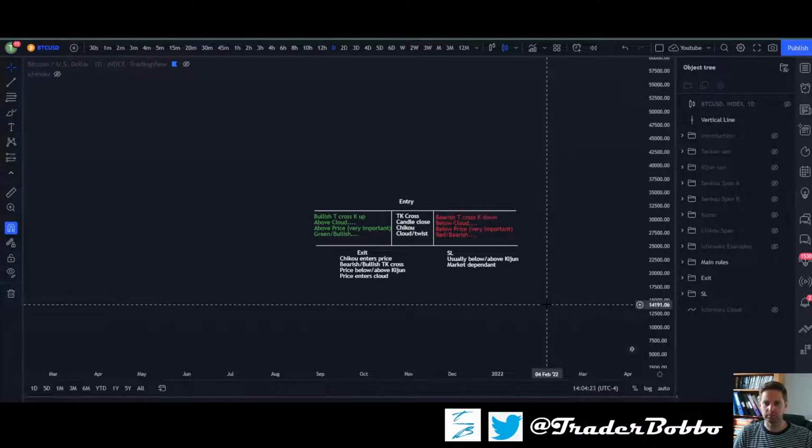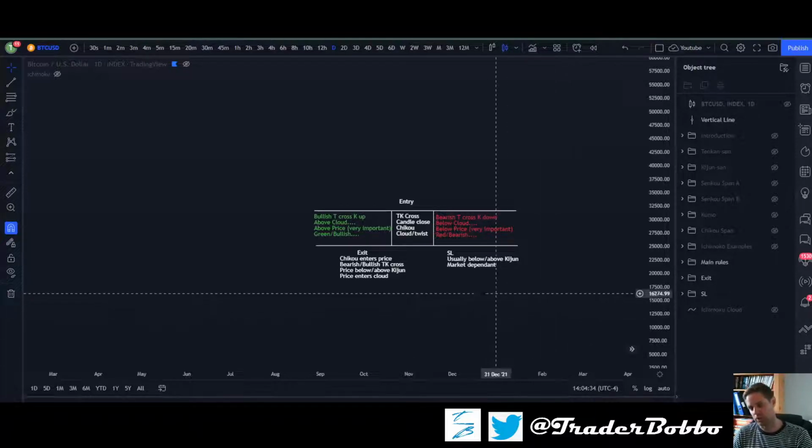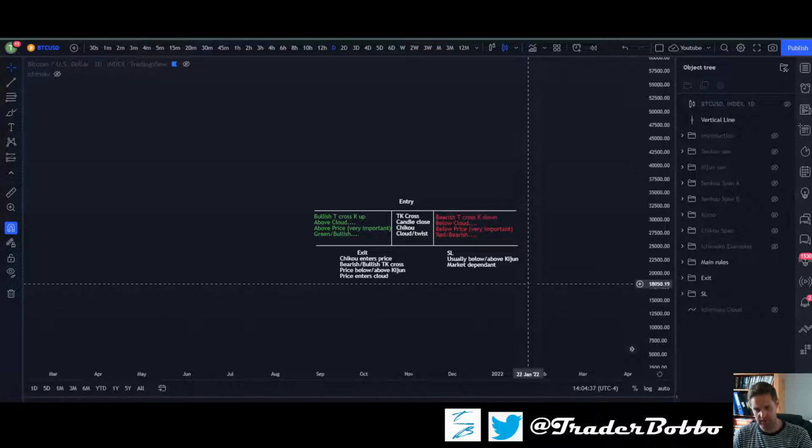Stop loss is usually below Kijun. However, it's very much market dependent. You have to use some sort of technical analysis to work out where you are going to put your stop loss. But when you are trending strongly, Kijun is a good example.